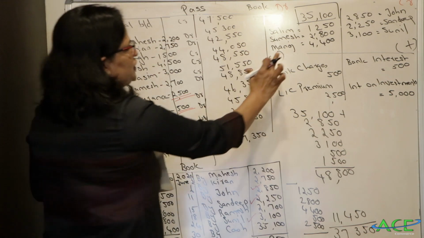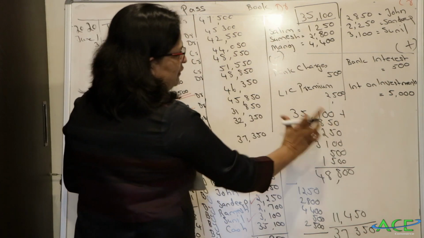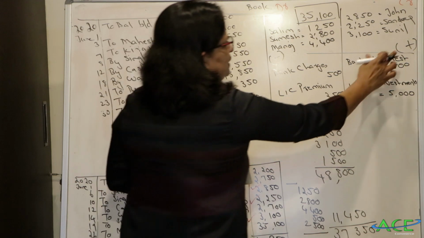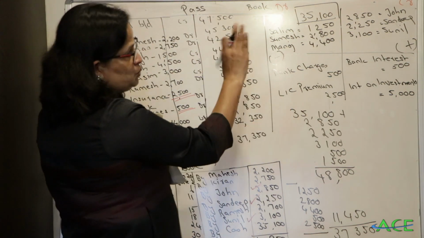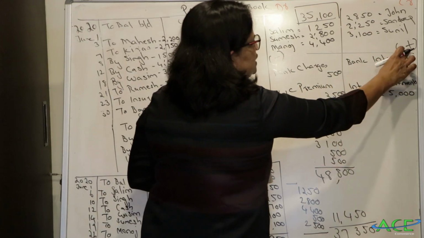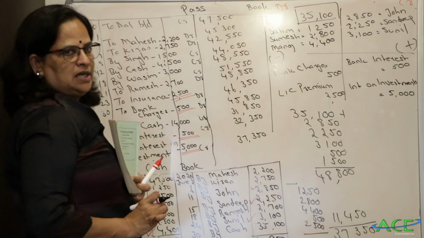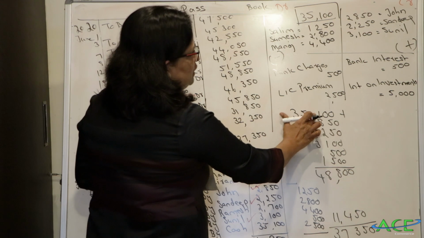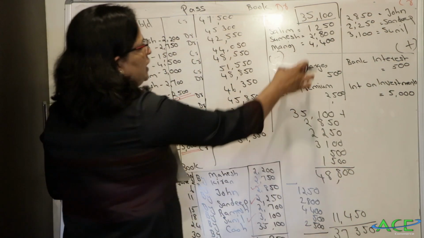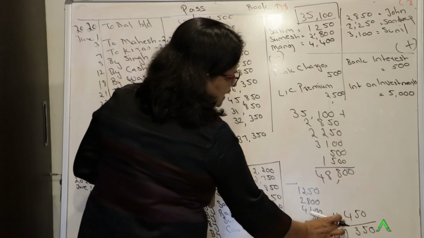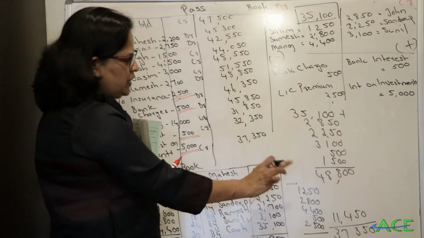And then you are starting with cash book balance and you are arriving at the passbook balance. So you have to remember that this side will be plus and this side will be minus. When you are doing from passbook to cash book, the signs will change. This will be minus and this will be plus. So here 35,100 plus all these values, you are getting 48,800. Reduce all the values, then you are getting total for 11,450.